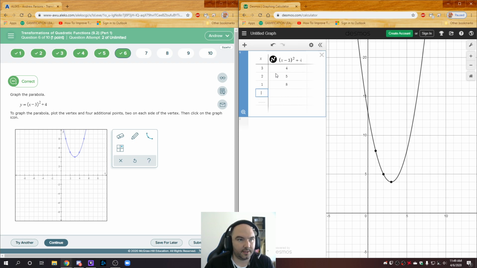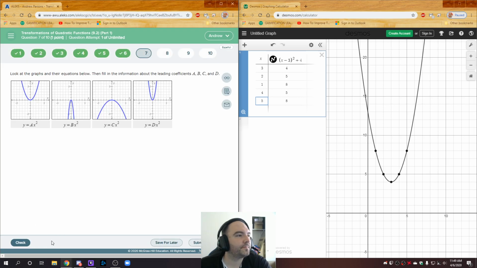That gives me the points to the left, and 3, 4, 5. That gives me the points to the right. Those are the points I just clicked on my graph. I just think it's easier to remember over and up 1, over 2, up 4. I don't know, that's just my opinion.